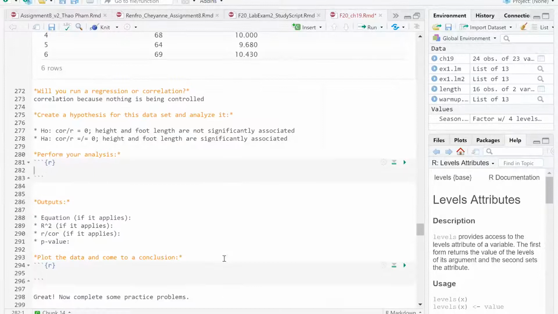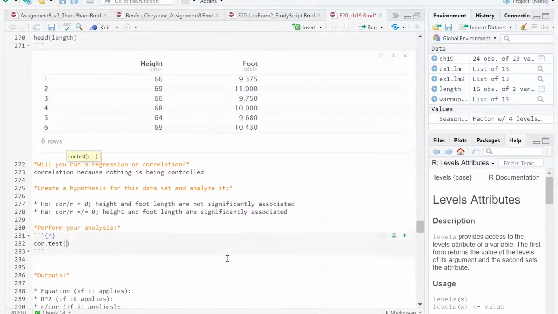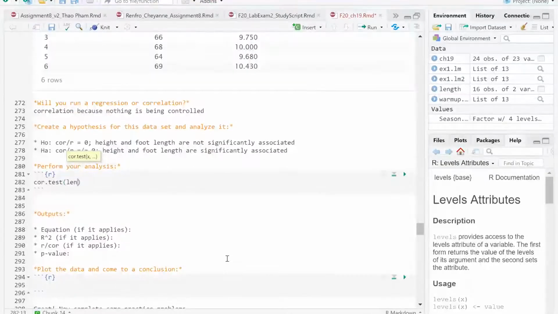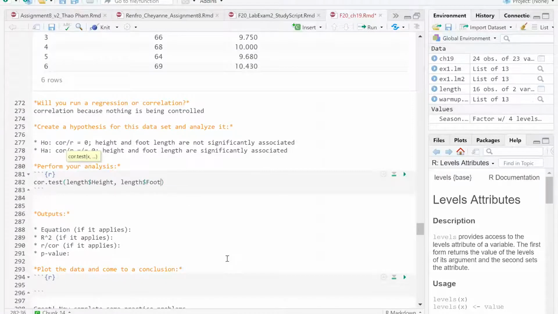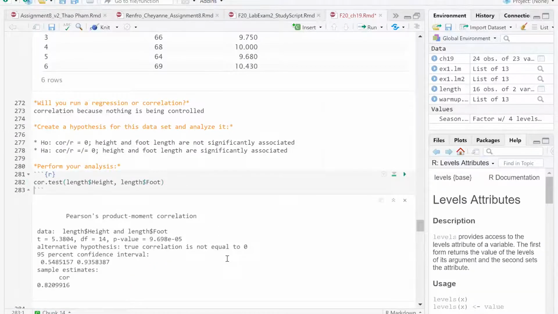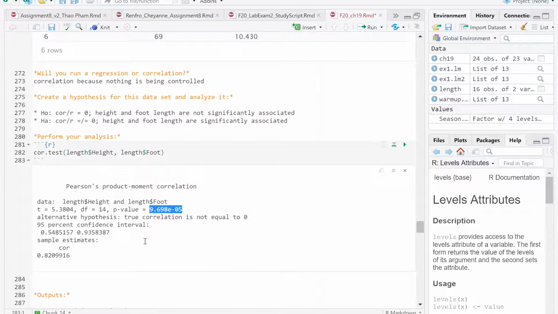The analysis is pretty short and sweet, right? Just the cor.test function. We have to remember that we're doing, oh, what did I say that as? Length. So length, dollar sign, remember you have to do it in this format. And then it doesn't matter which one we pick because neither is specifically independent or dependent, right? So length, dollar sign, foot, we're just comparing the two of them. We run that, we get our p-value, which is very significant, and our correlation coefficient.